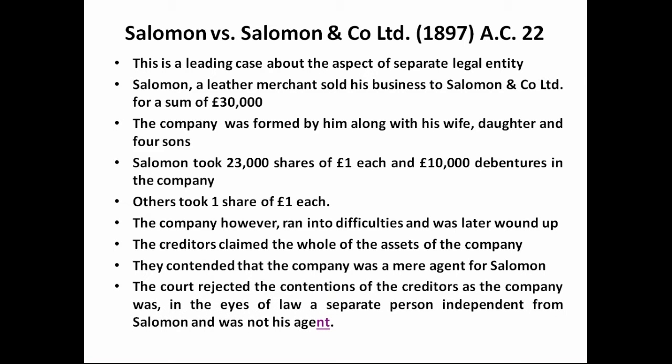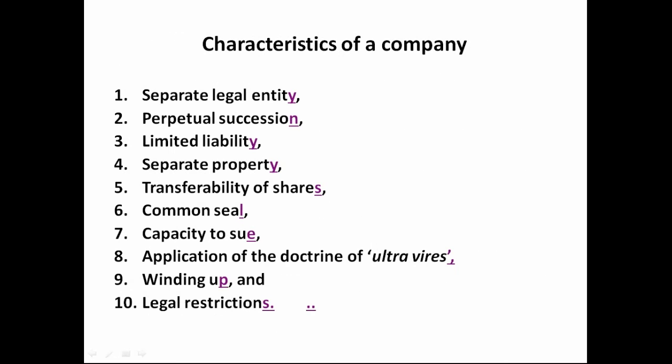However, the court rejected the contention of the creditors. They said that the company was, in the eyes of law, a separate person, and this company was independent from Salmon, and hence it was not his agent. So this is a classical case which brings out the aspect of separate legal entity.